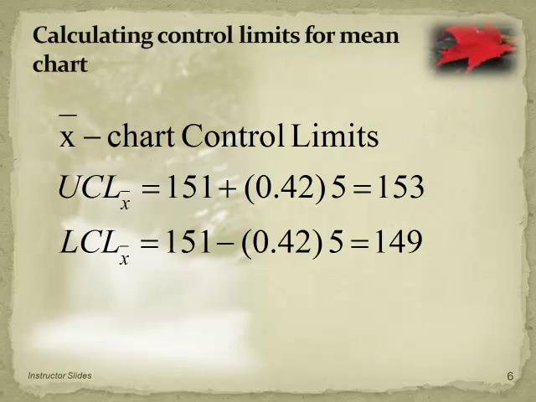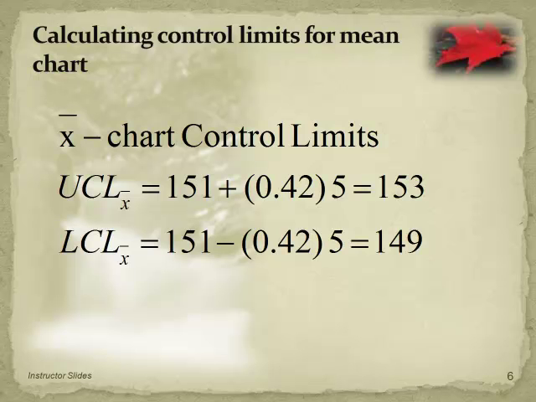So we're now able to calculate the upper and lower control limits with our data. Our X double bar is 151, the R bar is 5, and we already talked about what the A2 value is.